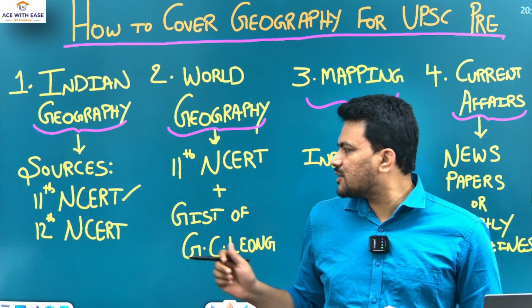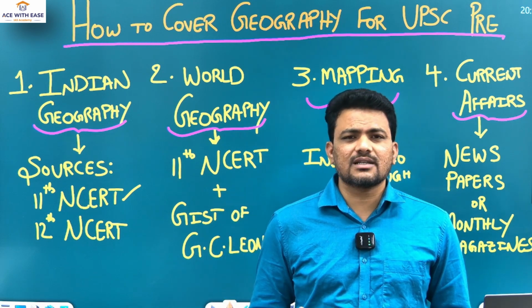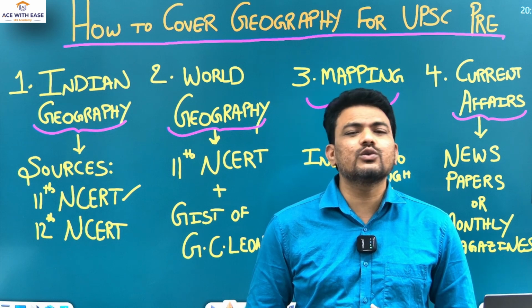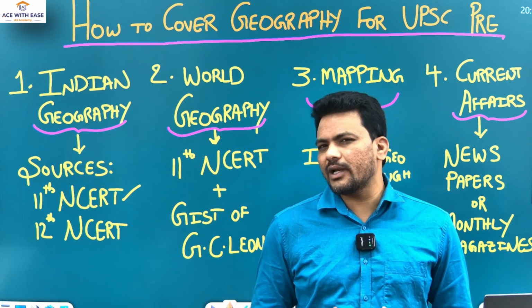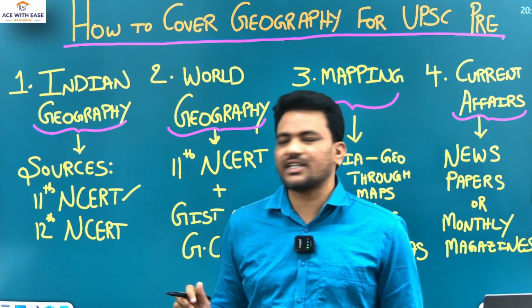Now coming to the next book, the 12th NCERT, only a few topics like agriculture are important. You need not read the things on population and settlements also. So this you can read selectively.